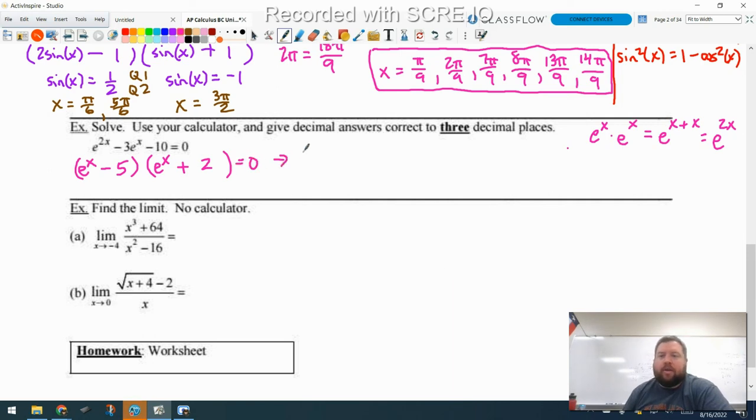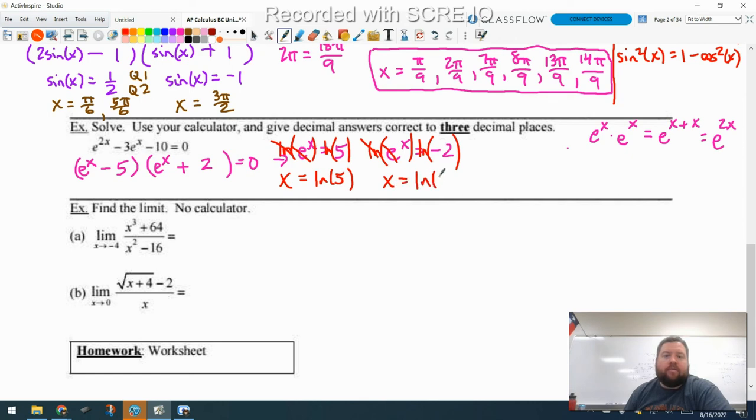So then we end up with e to the x is equal to 5, and e to the x is equal to negative 2. The way that you solve this equation is you take a natural log on both sides to cancel out the e. So you get x, natural log and e cancel, x equals natural log of 5, and x equals natural log of negative 2.